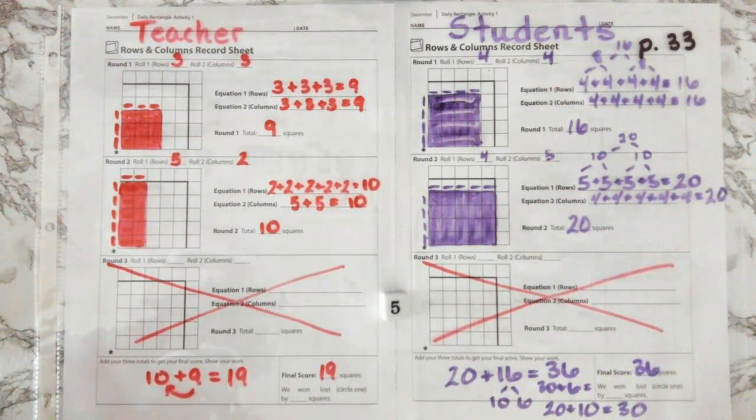Well, who won? You won. Circle the we won. And let's quickly go on the side of your page and think about how much you won by. If your score was 36 and mine was 19, can you think of a good equation to write to find the difference between the two?